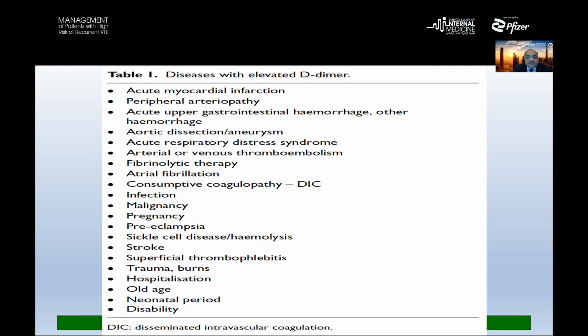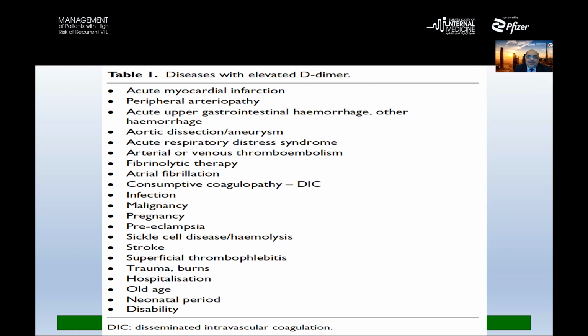The problem is the D-dimer is increased in a lot of conditions: bleeding, hemorrhages, dissections, distress syndromes, arterial thrombosis, fibrinolytic therapy, AFib, COVID, malignancy, pregnancy, preeclampsia, sickle cell, hospitalization, old age, disability. Can you trust it? These are the challenges for us. Most of our patients are in this group. If I see a high D-dimer, will I believe it or not?